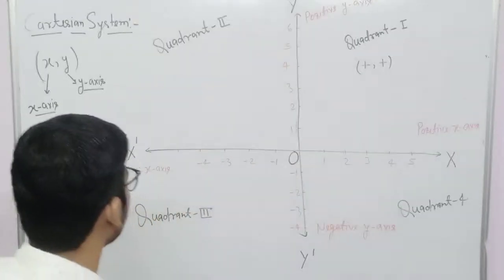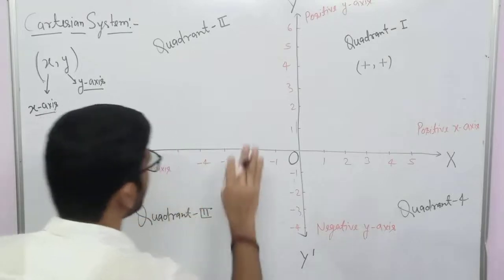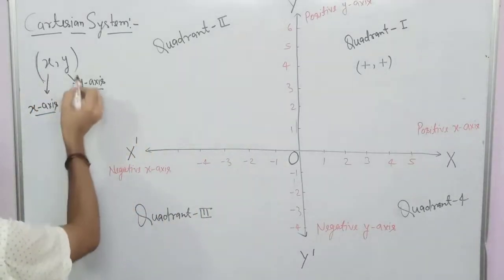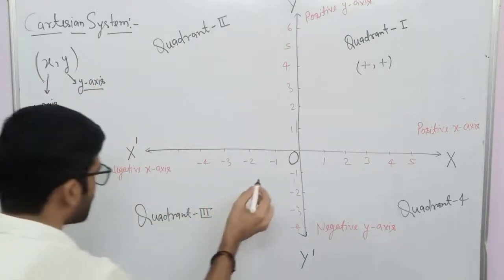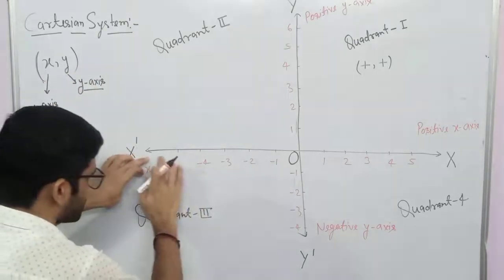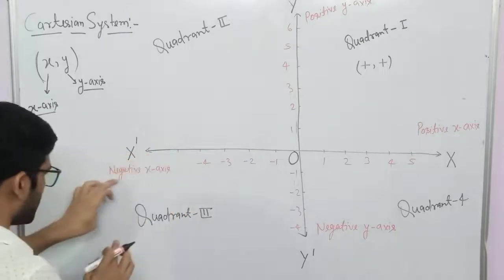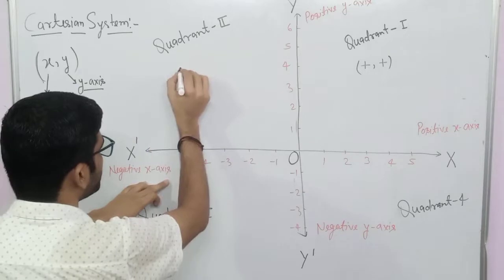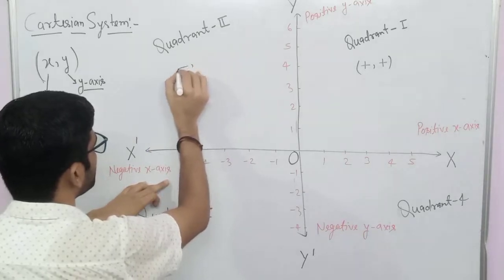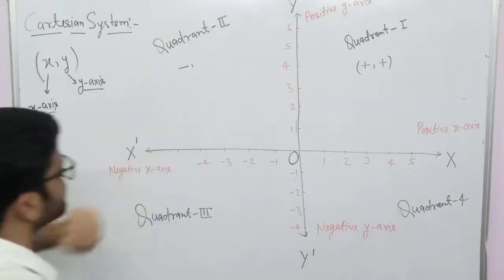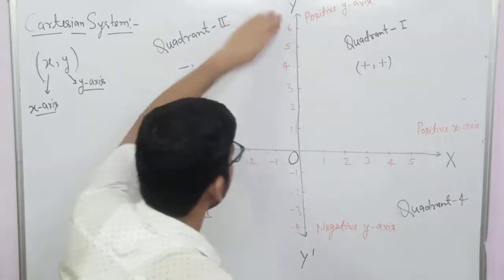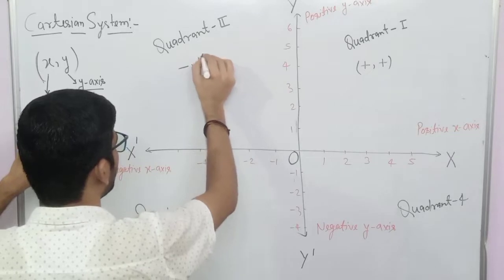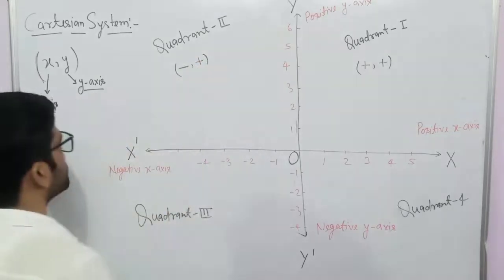Now in the second quadrant, first we write x, because the first value of a point represents the x axis and the second the y axis. So what is x? X is negative, because here it is the negative x axis, so first you write x is negative, and y is positive. So the sign of the second quadrant is minus plus.